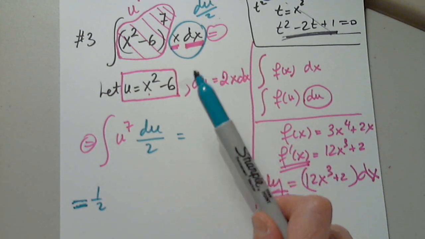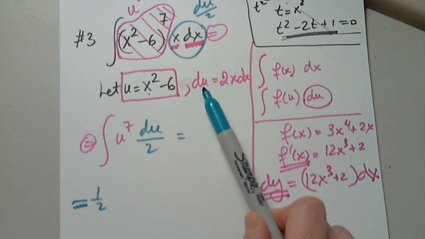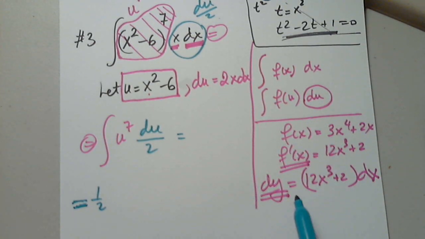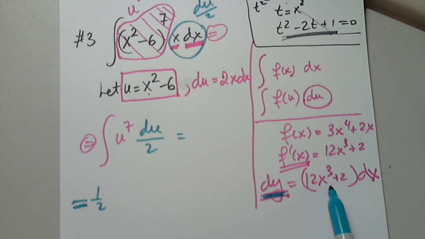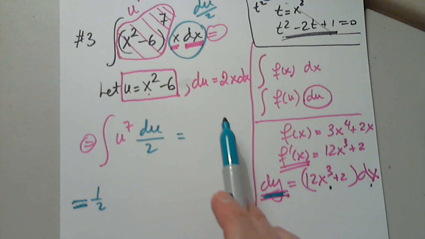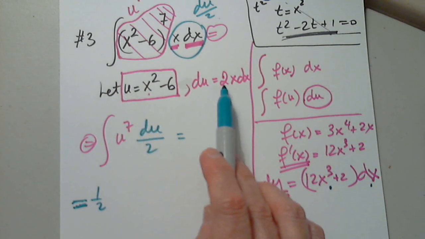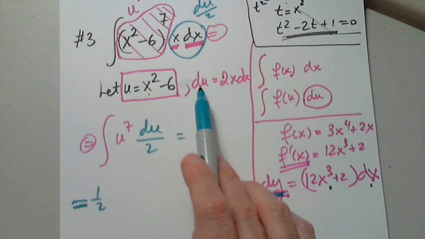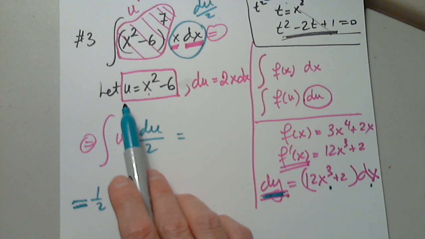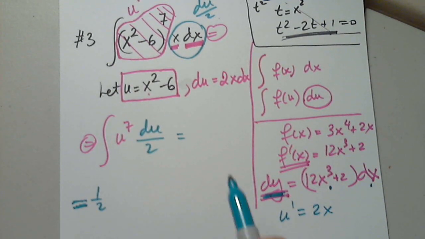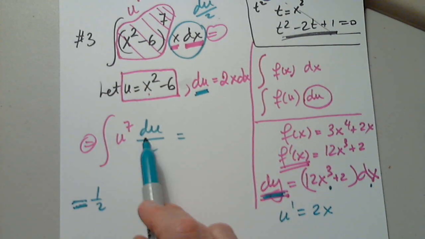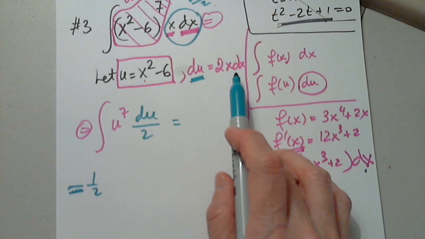More time, is this clear? Is the du clear to everyone? So remember, dy or du or dt, whatever, is the derivative times dx. So the derivative of u is 2x, but because it's du, this is not u prime. U prime will be just 2x, but we want du because we need du in the integral. So this is 2x dx.